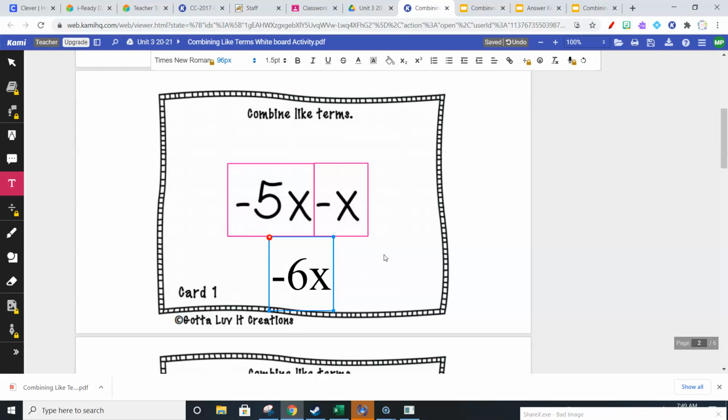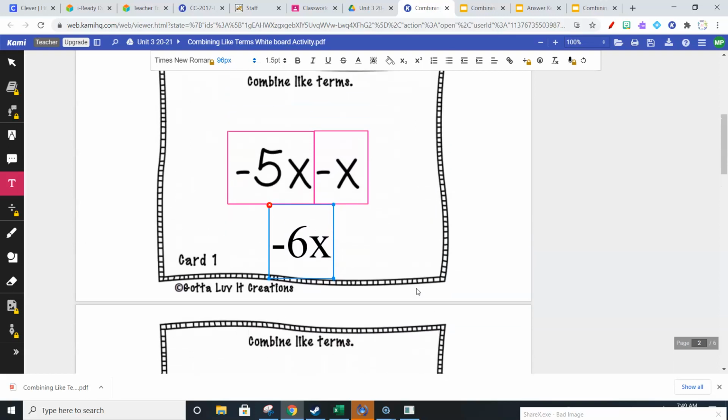We're looking at the number in front of that variable, which we call our coefficient. So our coefficient is what we're actually putting together, and we put it together just like we would integers. That was one of the reasons we wanted to make sure we were going over integers in one of our previous warm-ups.